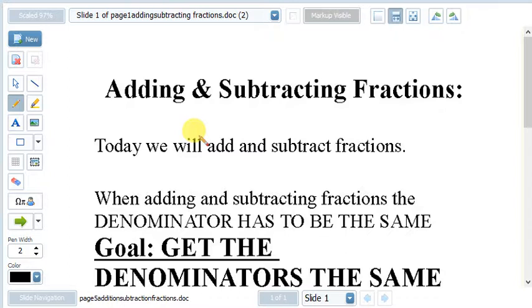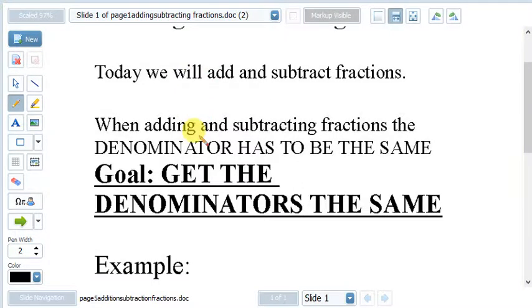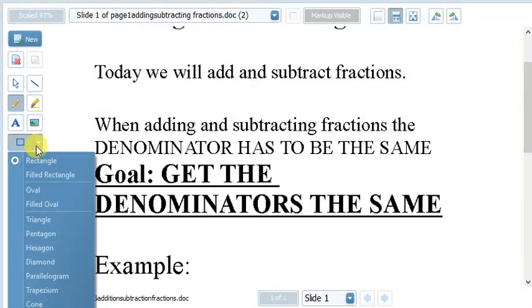Today we are going to be looking at adding and subtracting fractions. When adding or subtracting fractions, the denominator has to be the same. Now the denominator of a fraction is the number on the bottom. So the goal is always to have the denominators the same.